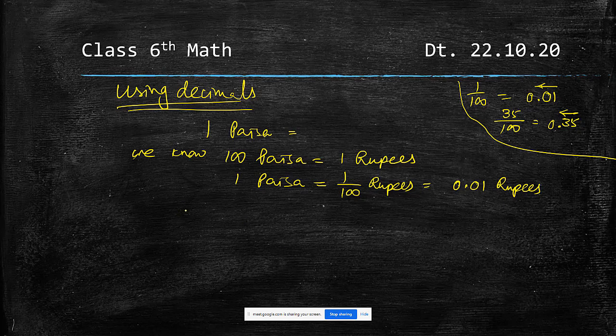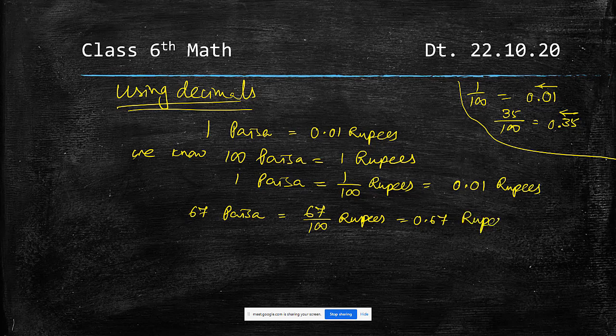Okay. Now let us take another example. 67 paisa. So it means 67 divided by 100 rupees, means 0.67 rupees.